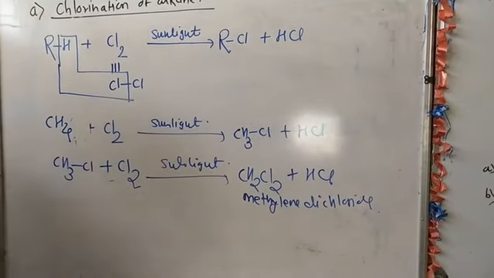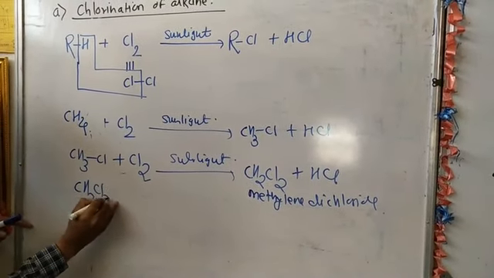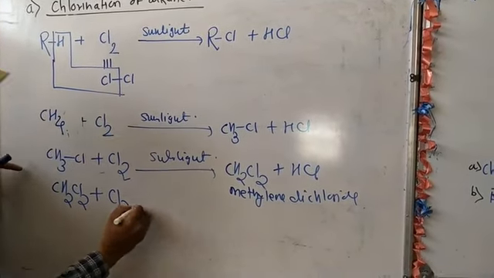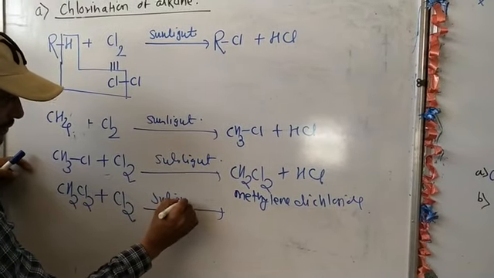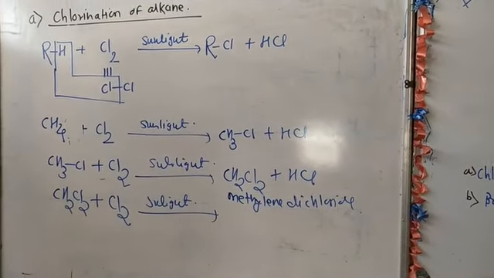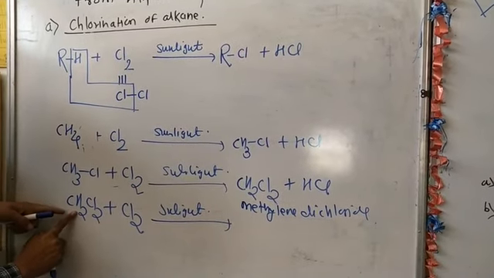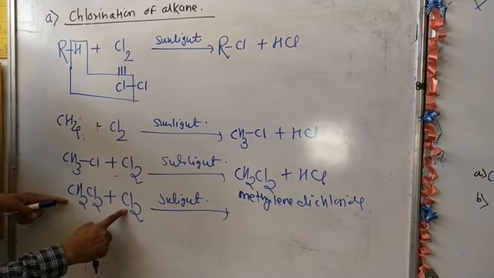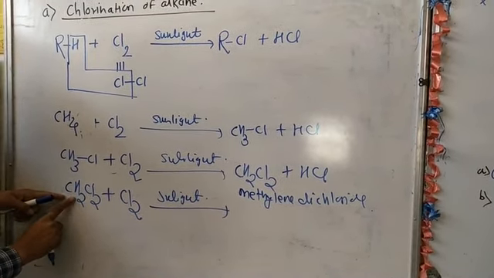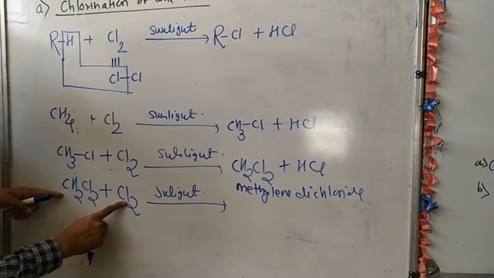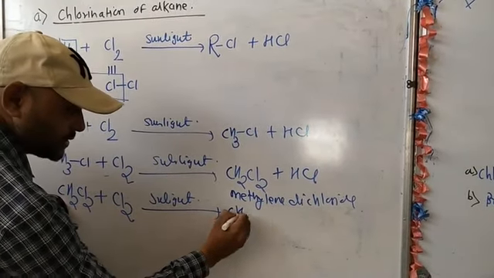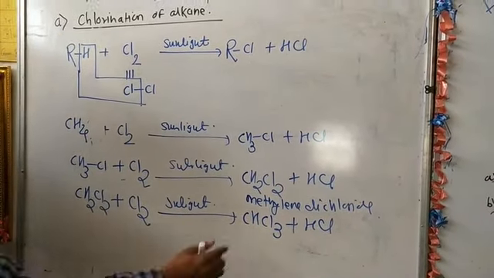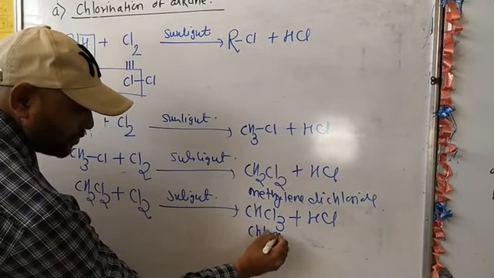Now again methylene dichloride reacts with excess of chlorine in presence of sunlight. So again one more hydrogen atom from this methylene chloride is substituted by a chlorine atom from chlorine. म्हणजेच काय, इथला एक हायड्रोजन इथल्या एक क्लोरीन ने रिप्लेस करायचे. म्हणजेच काय मिळेल आपल्याला, CHCl3 plus HCl. क्लोरोफॉर्म.